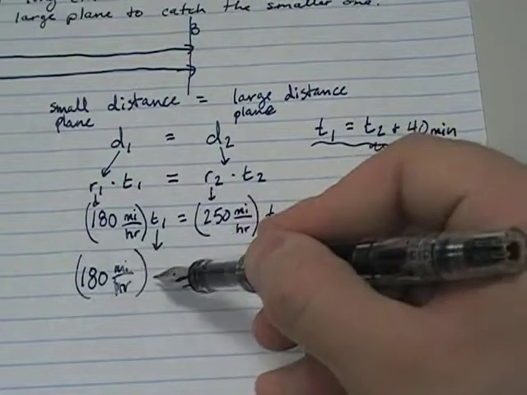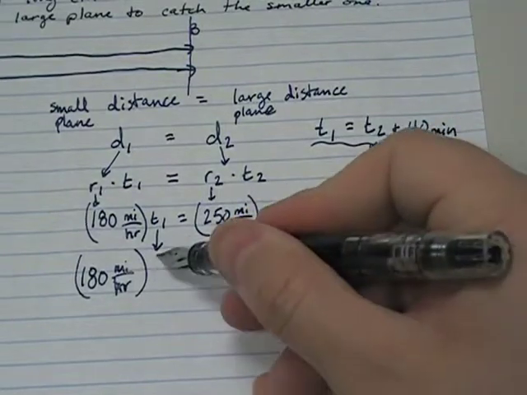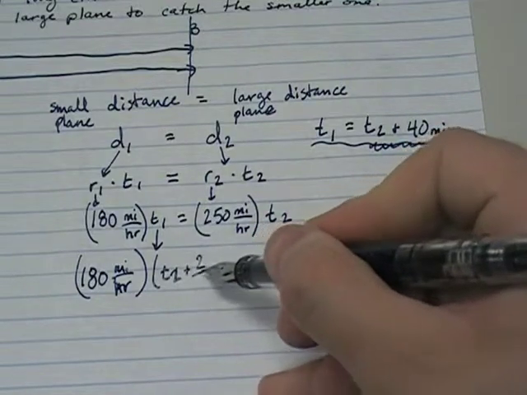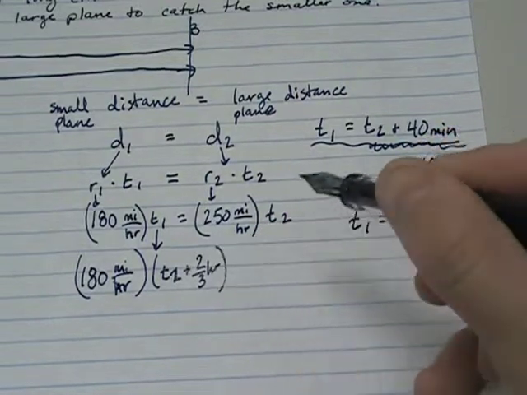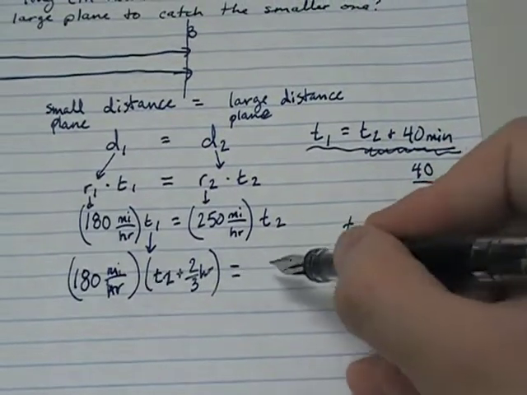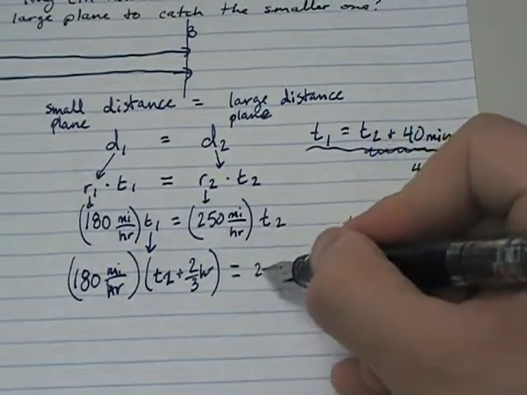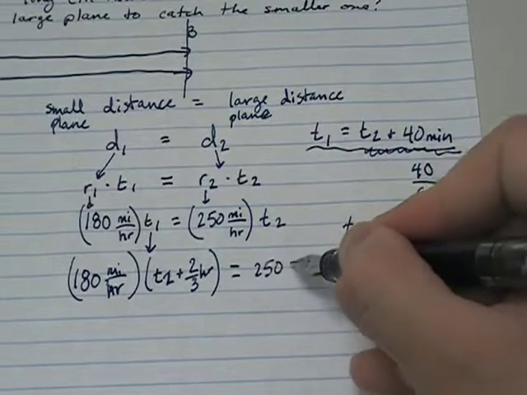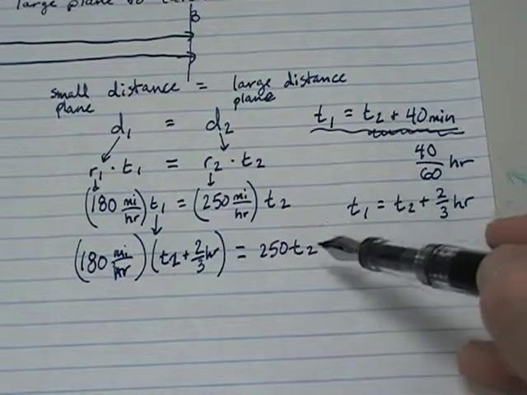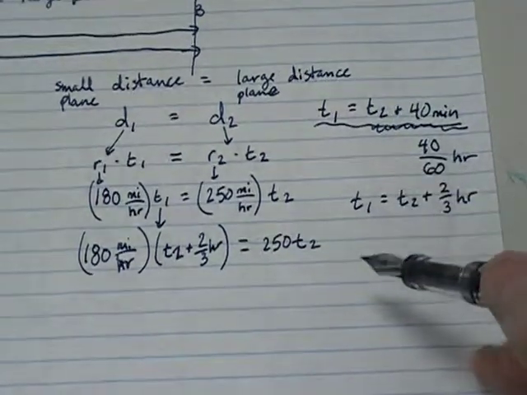Now I have miles per hour times T2 plus 2/3 of an hour. And so I have hours, and this equation will work as far as units are concerned. And then here we have 250 times T2. And now, how many variables do I have? T2, T2, I have one variable.